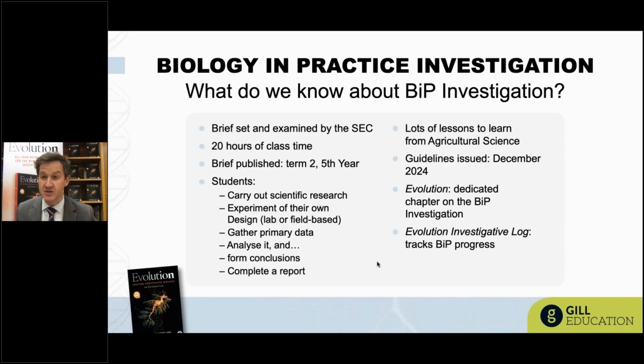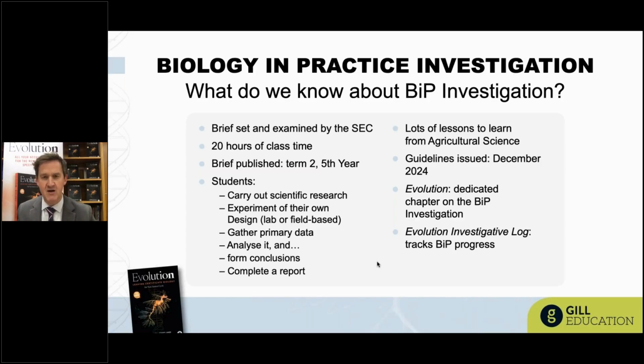And also the NCCA have issued a series of guidelines. We've tried to break that down a little bit within the textbook to make it more student friendly. Those guidelines very much were aimed at teachers. So there are two aspects of our book which we're trying to focus on in relation to the biology practice investigation. One, that dedicated chapter at the end of the book, which focuses directly on that. I'll show you a little screenshot in a moment.